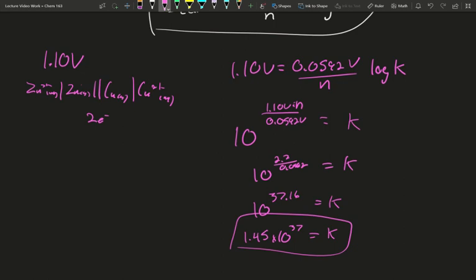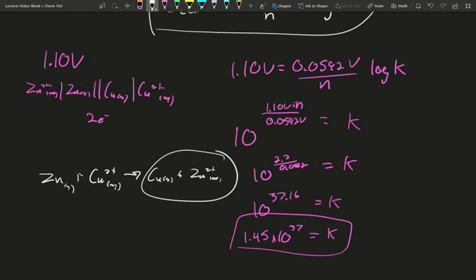That is enormous. This is very much in favor of the products. Very, very little starting material. Well, our zinc plus our copper 2 plus was becoming copper solid and zinc 2 plus. So we have an enormous amount of copper and zinc ions, and we have very little zinc solid and copper ions. Why is it so large? This is an enormous equilibrium constant.